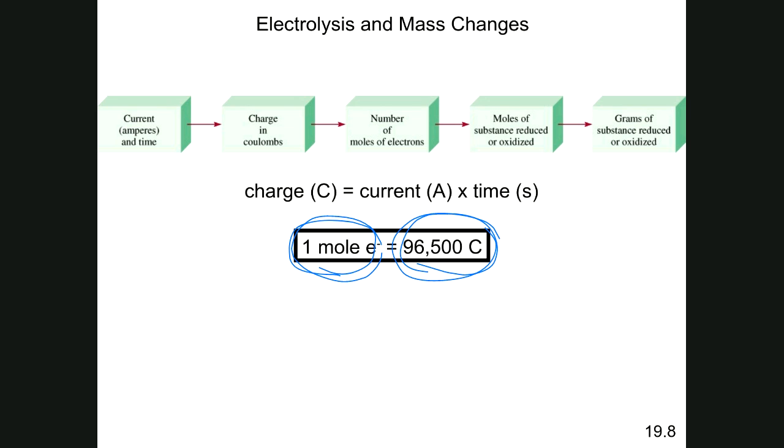So from the number of moles of electrons provided, you get the moles of the substance being reduced or oxidized. And then once you find the number of moles of the substance being reduced or oxidized, you can change that to grams using the molar mass.